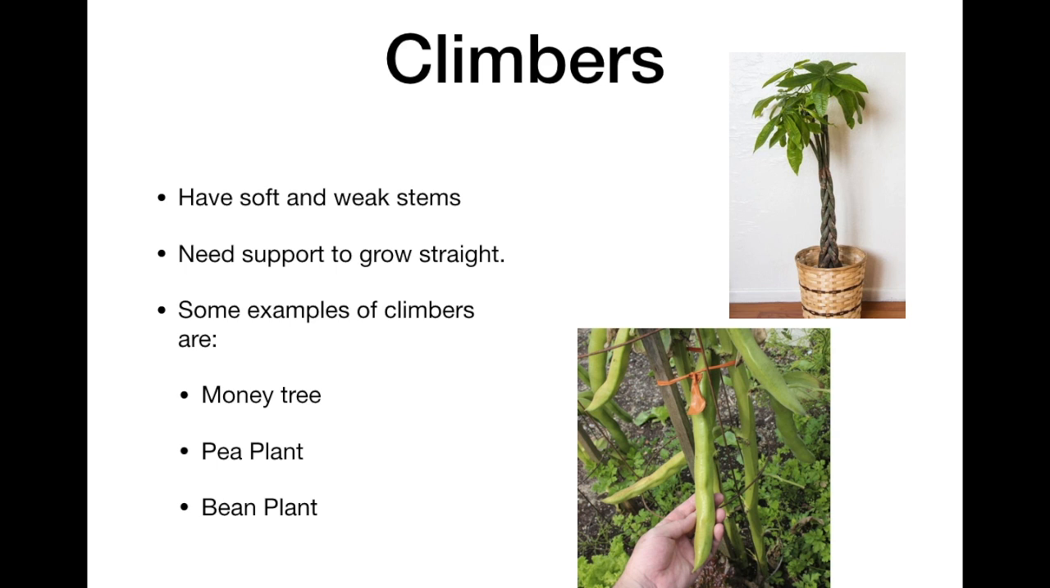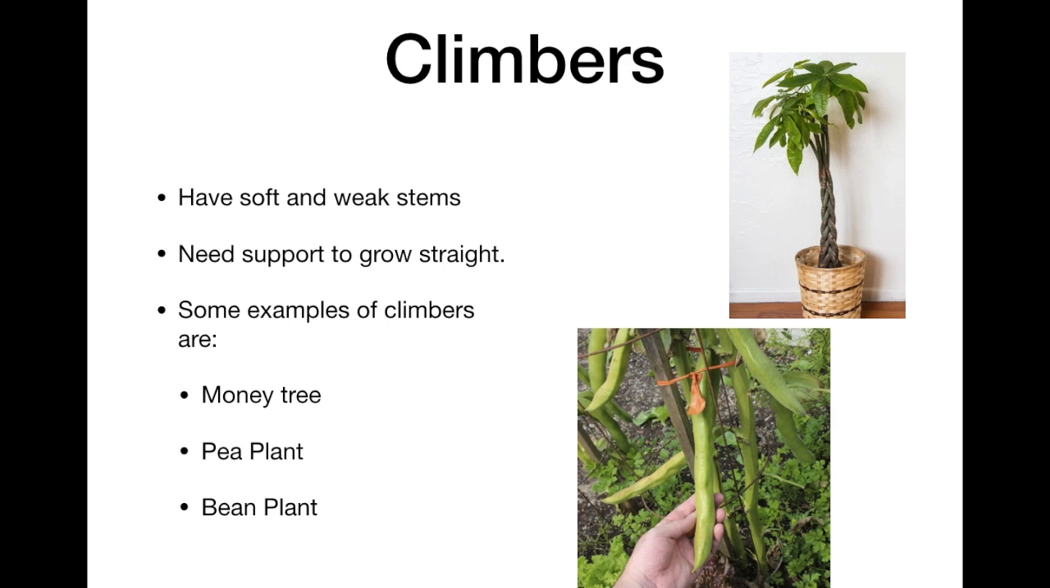So next we have climbers. These are plants that have soft and weak stems. They typically need support to grow straight. Some examples of climbers are money trees, pea plants, and bean plants. So our picture on the top right, you can see if you look at the trunk of the plant, or the stem, excuse me, it kind of looks like a trunk, but it's actually a stem. The way that these trees are growing is they're growing to kind of interlace. So people will move their branches around so that it's actually supporting itself, but with human intervention.